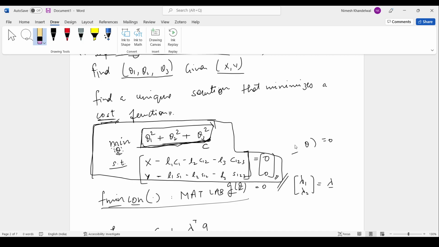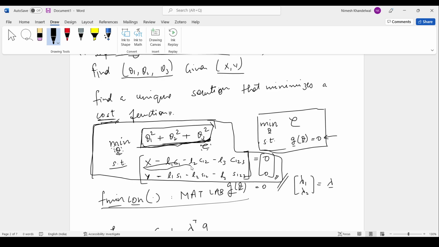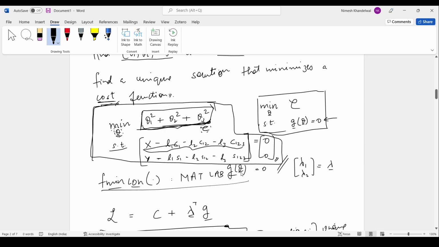So if it is written in terms of the substitutions that we have made, let us call this fancy C. So: minimize the cost function over the variables subject to the constraints. This is the standard form of writing the constraint, that g of x, or theta, whatever your variable is, equals 0. That is why the forward kinematics constraints have been written like this. To solve this optimization problem, you can use existing solvers, for example the fmincon function that is available in MATLAB.